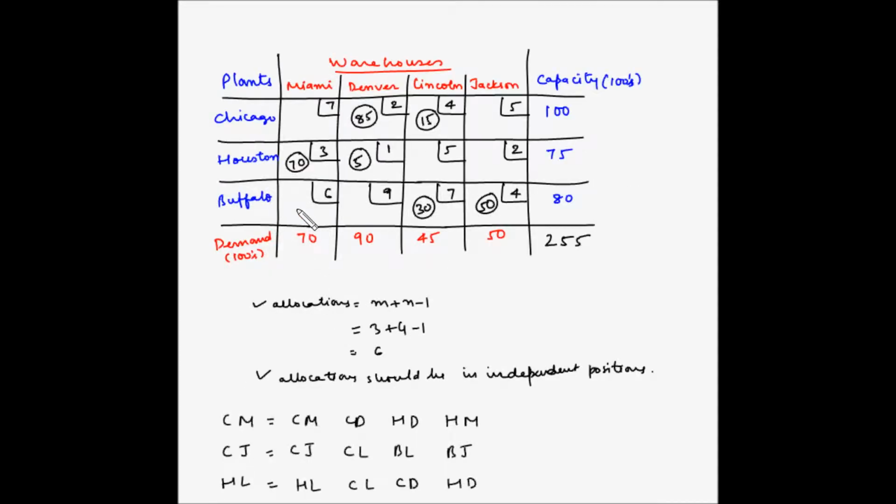Now the next one is Buffalo, Miami. Now for Buffalo, Miami, the closed path will be Buffalo, Miami to Buffalo, Lincoln to Chicago, Lincoln to Chicago, Denver to Houston, Denver to Houston, Miami, and then back to Buffalo, Miami.